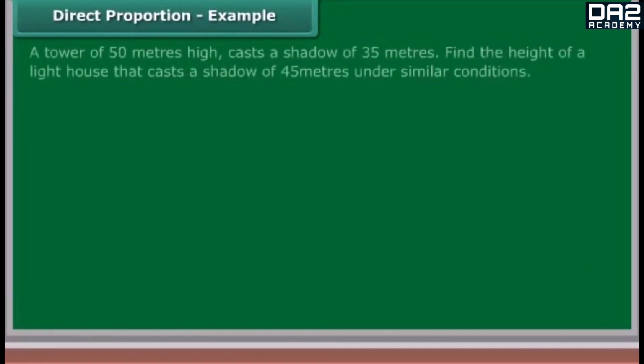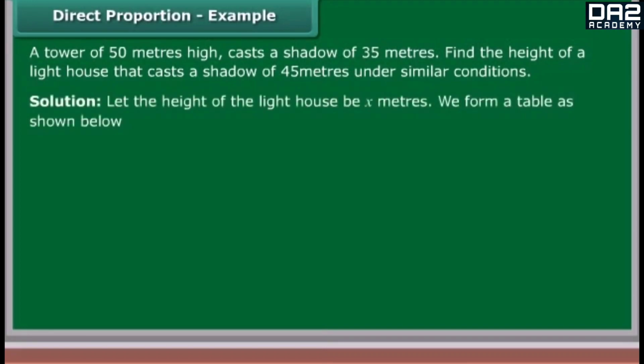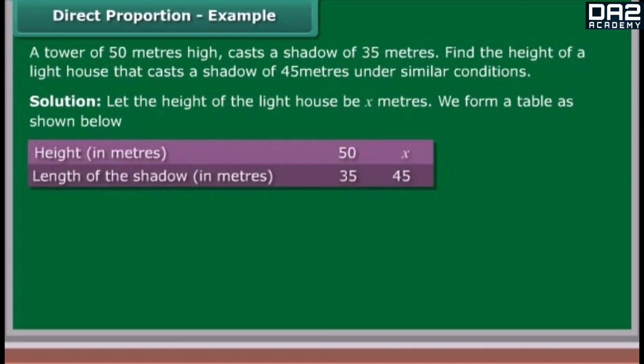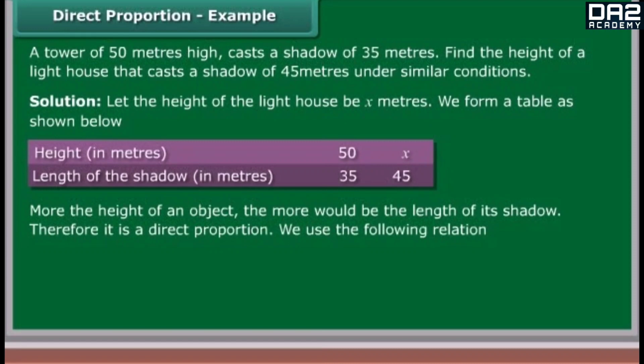Example 2. A tower of 50 meters high casts a shadow of 35 meters. Find the height of a lighthouse that casts a shadow of 45 meters under similar conditions. Solution. Let the height of the lighthouse be X meters. We form a table as shown below. The more the height of an object, the more would be the length of its shadow. Therefore, it is a direct proportion.